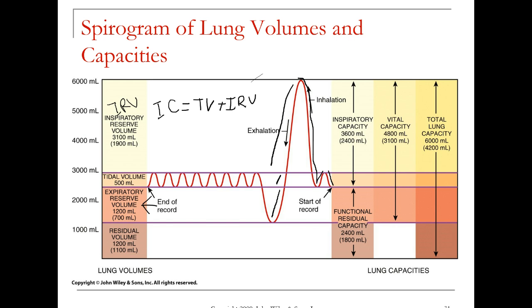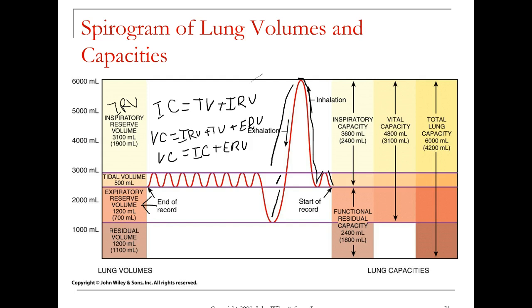So we have our inspiratory reserve volume, we have our tidal volume, and we have our expiratory reserve volume. That accounts for the total amount of air that you can physically circulate through your lungs, and that's known as the vital capacity, or VC. So vital capacity is equal to the inspiratory reserve volume plus the tidal volume plus the expiratory reserve volume. Or you could say that the vital capacity is equal to the inspiratory capacity plus the expiratory reserve volume. Remember, the inspiratory capacity is equal to the inspiratory reserve volume plus the tidal volume.